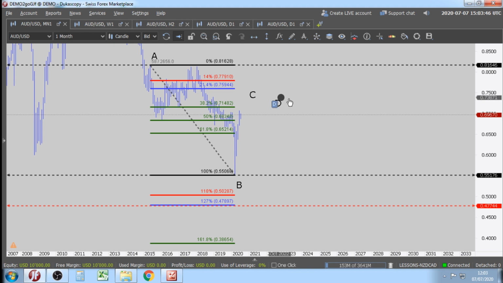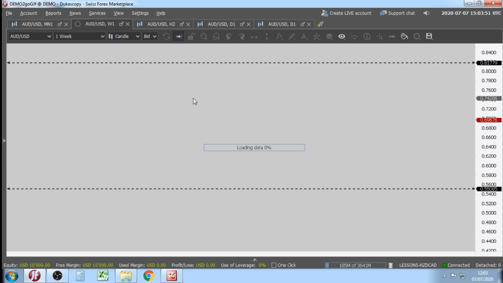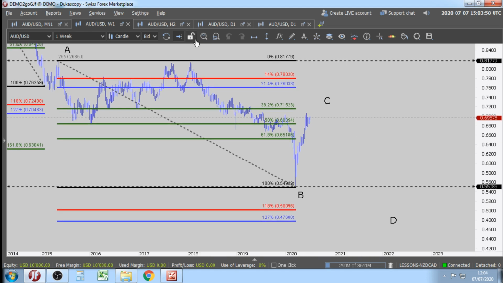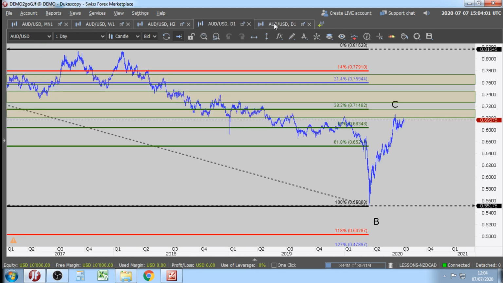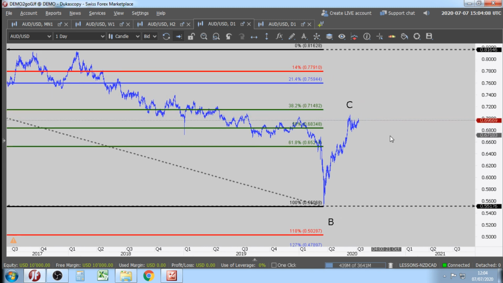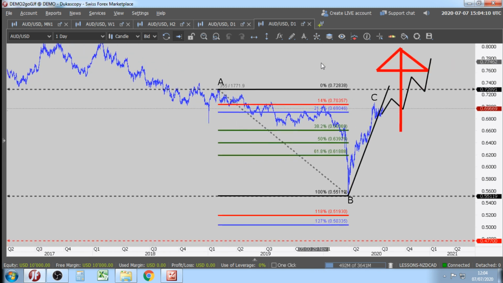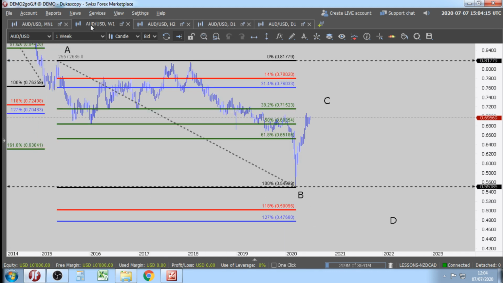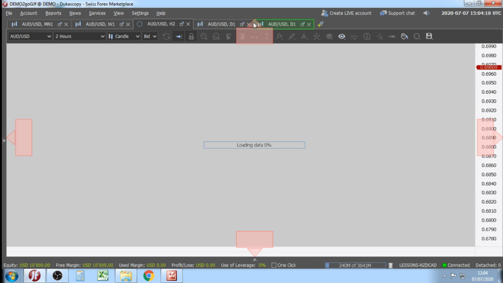So on the monthly chart, everybody, we found the down Fibonacci. On the AUD USD weekly chart, we found that the market is in a down Fibonacci. And on the daily chart, we found also that we are in a down Fibonacci. So we have monthly, weekly and daily, 2 hour. We didn't have time yesterday for the 2 hour chart.